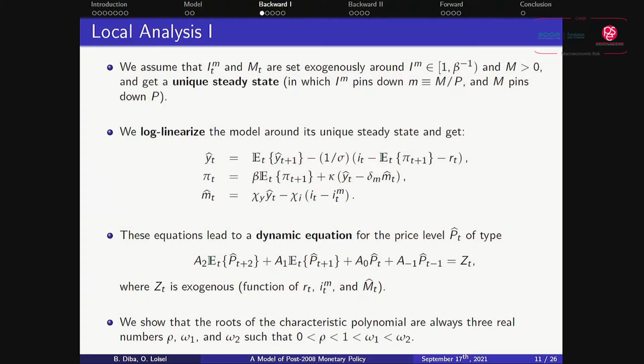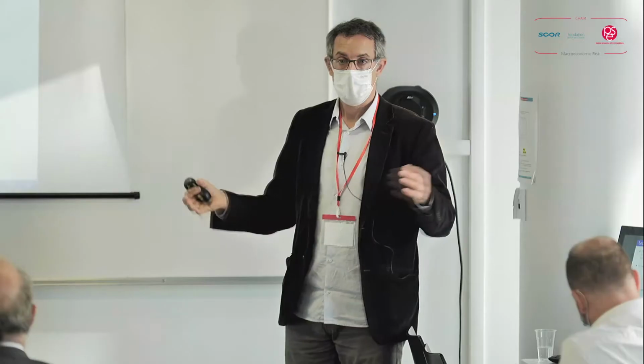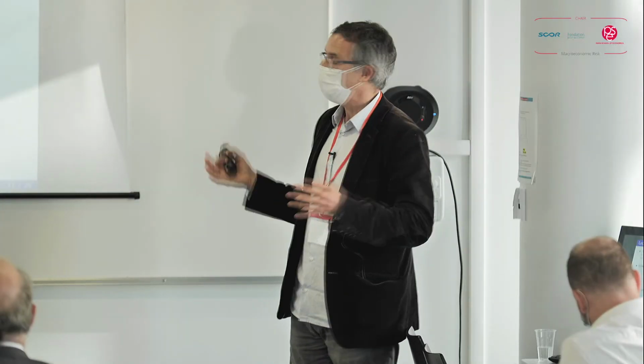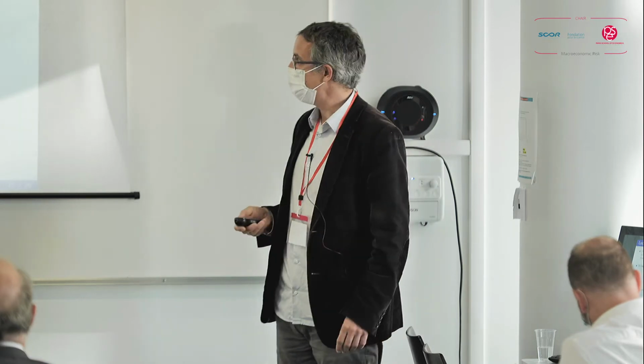So let me start with trying to explain how the model can account qualitatively for these observations during the ZLB episode, starting with what the monetarist element in this model buys us: no significant deflation and little inflation volatility at the ZLB. And I'm starting with a local analysis. So basically, we assume that the two policy instruments are set exogenously around some constant values, in which case there is a unique steady state. And we log-linearize the model around this unique steady state.